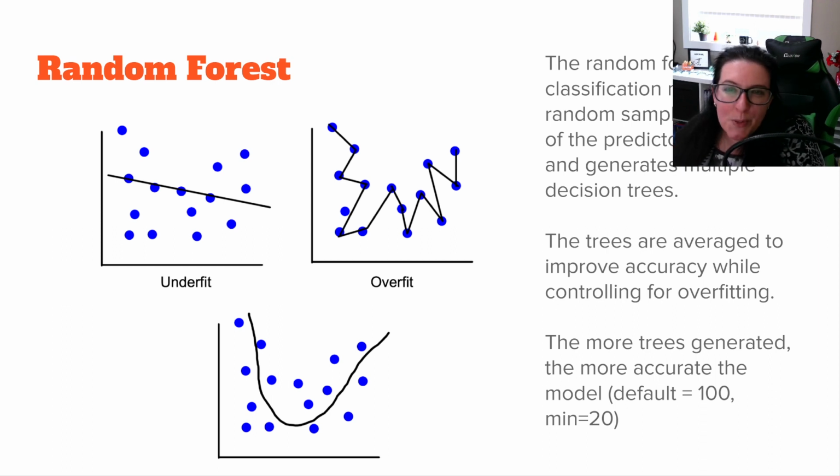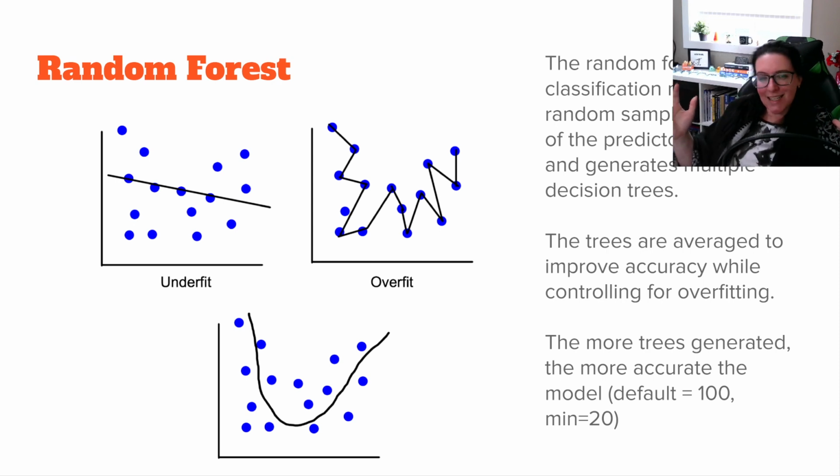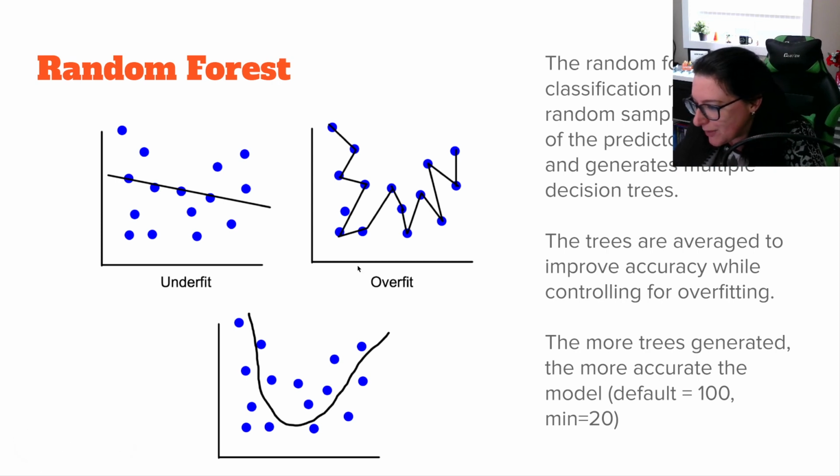So we'll leave it for the most part, I think, at the default 100. But if you have a really, really big data set, then what you might find is that it takes a long time to run. And so you could lower the number of trees below the 100, just not below 20. All right, so let's look at how this works.